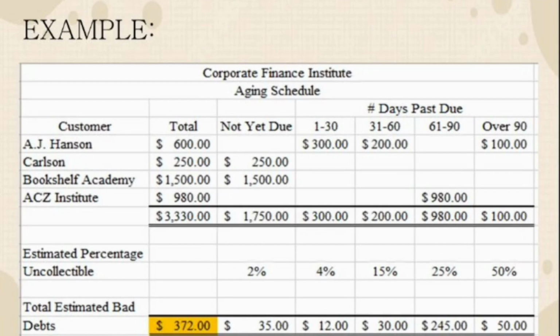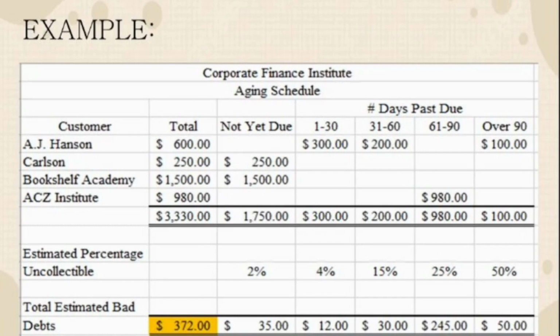So, let's start with AJ Hansen. Si AJ Hansen is wala siya nakabayad sa date nga bayadanan. And so nibayad siya sa sud sa 1 to 30 days is $300. And there are estimated percentage uncollectible ani, which is the 4%. So to have the estimated bad debts is ang $300 is gitimes siya sa 4% equals to $12.